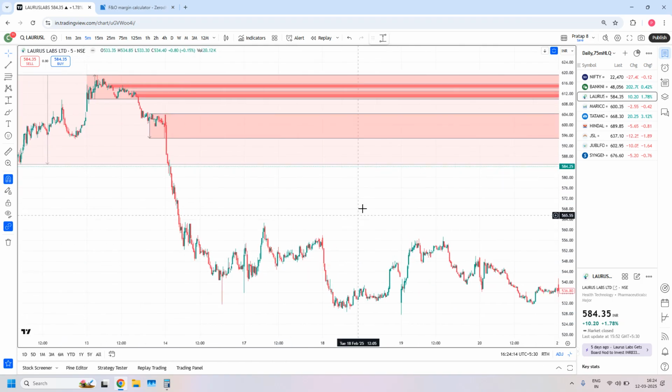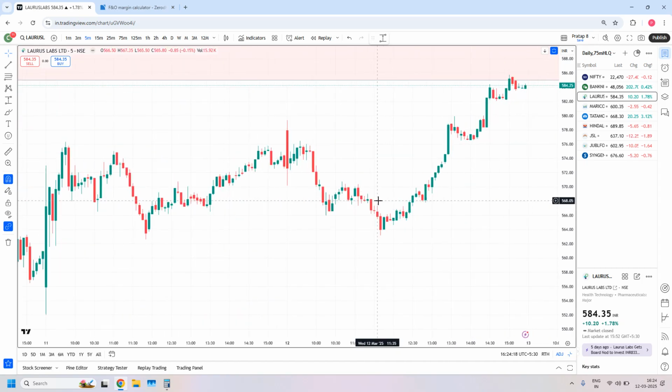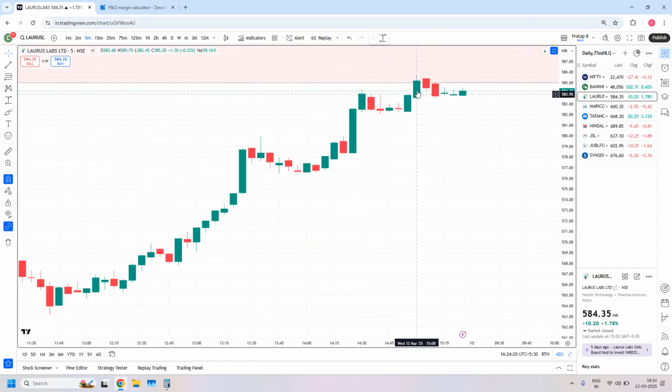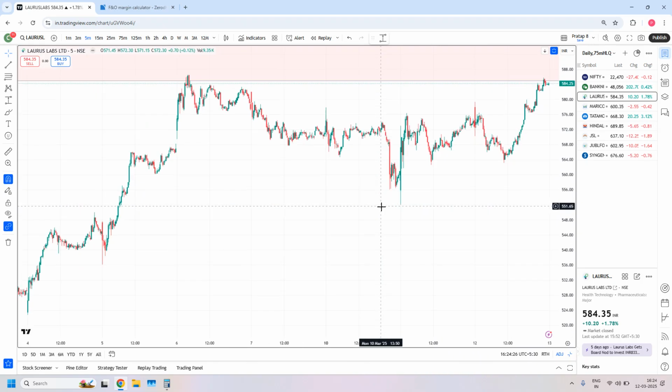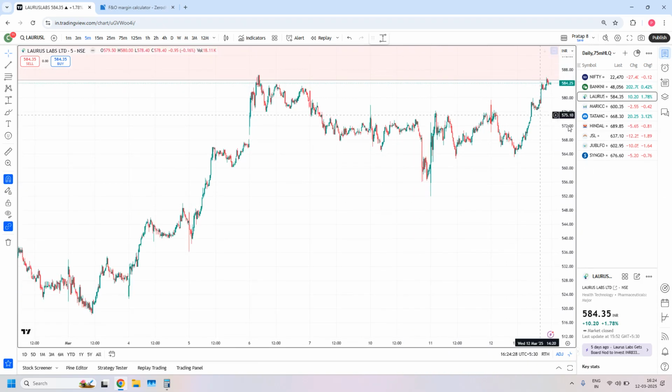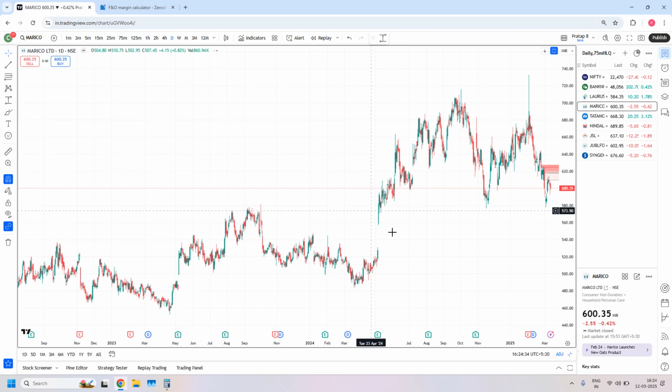So this is about Laurus Labs, but today anyway prices did not come. I think in the last hour it just reached here at 15 hours. But anyway, no order flows here. Next one is Marico. This is also a daily high liquidity supply zone.